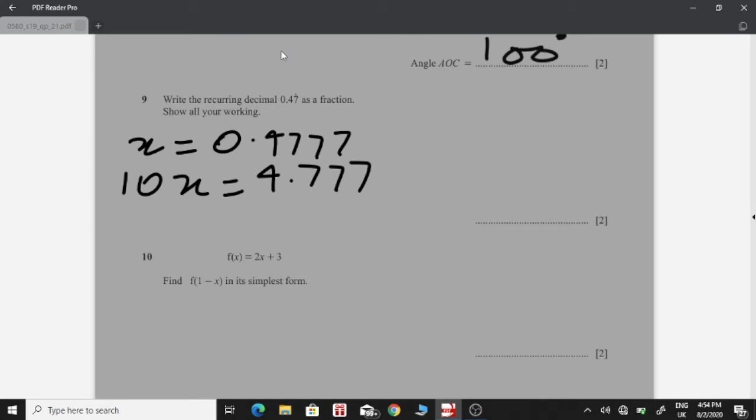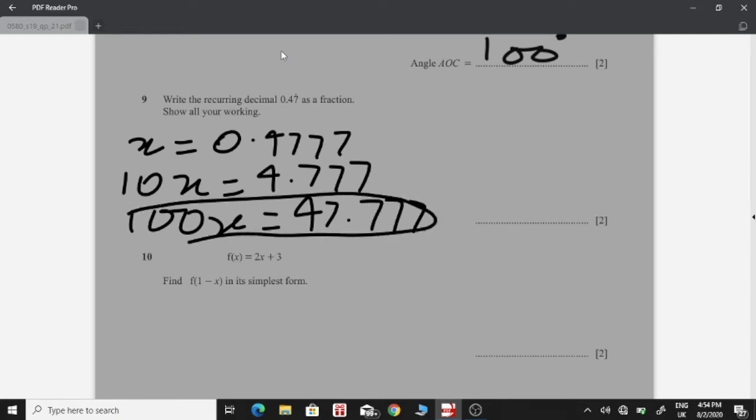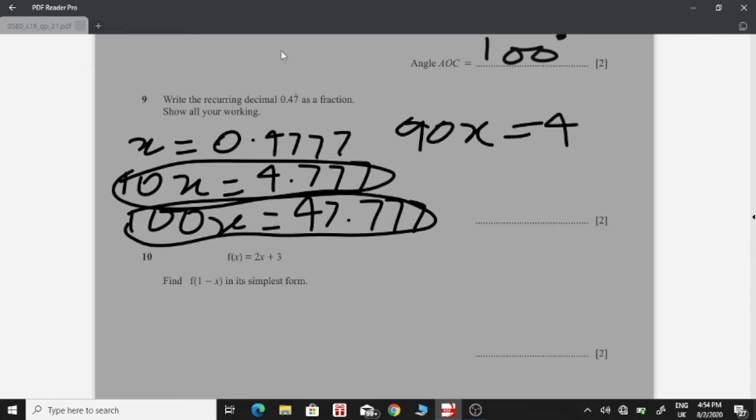And then once again, I'm going to be multiplying the whole equation by 10. So this gives us 100x is equal to 47.777. Now we subtract the second equation from the third one. So this gives us the answer as 90x is equal to 43. So we get our x as 43 divided by 90.